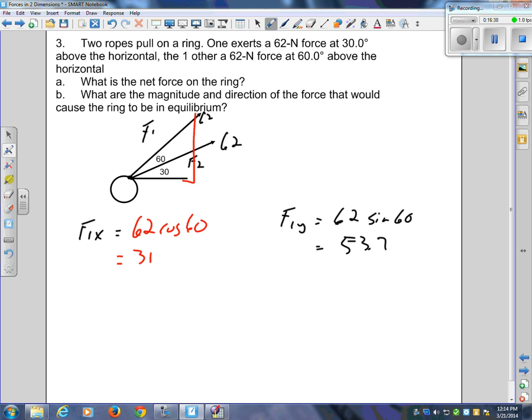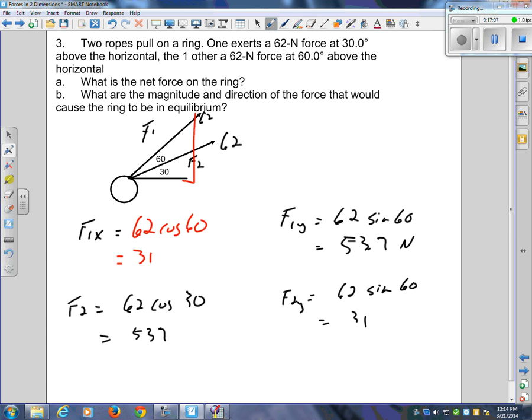Okay, let's do the same thing for F2. F2x is going to be 62 cos 30, which is, well, I know these: 53.7. They're just opposites of each other, right? And this is y. This is 31 as well, right?